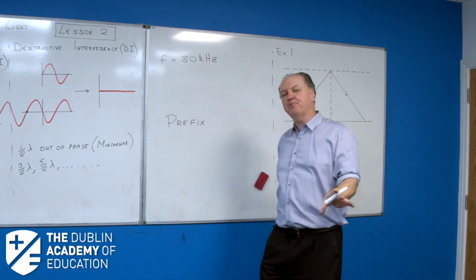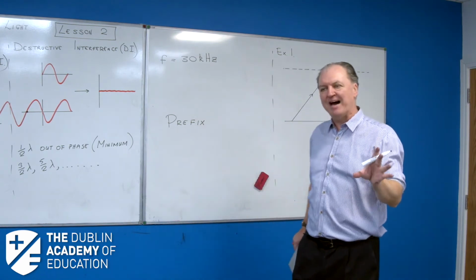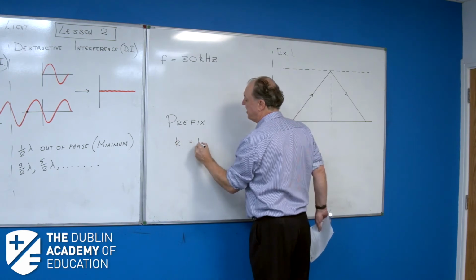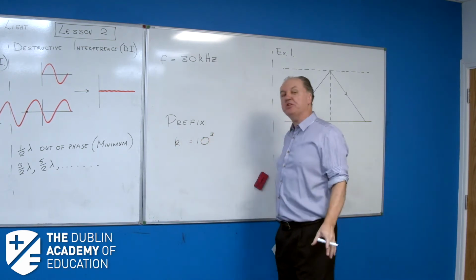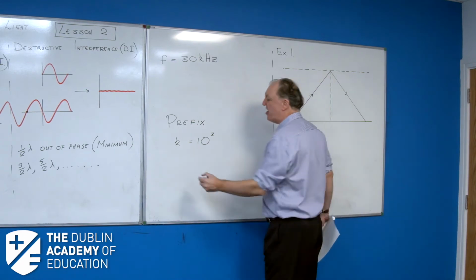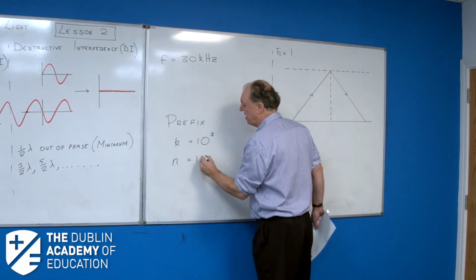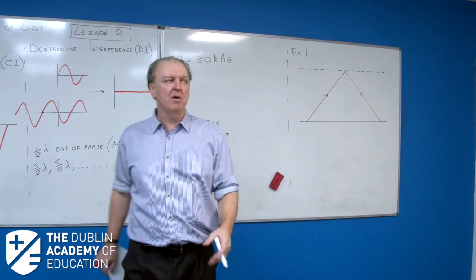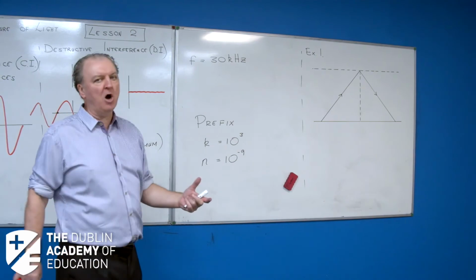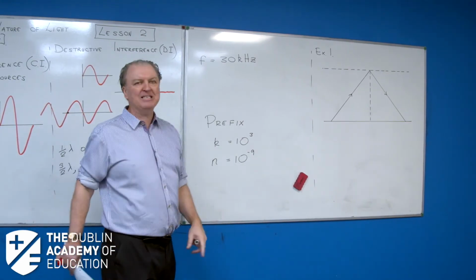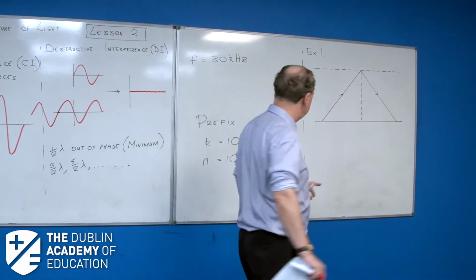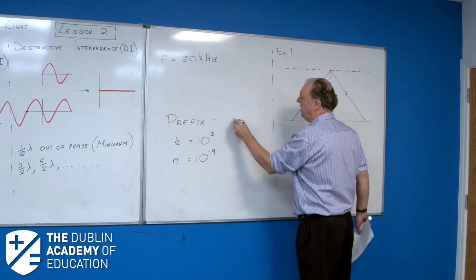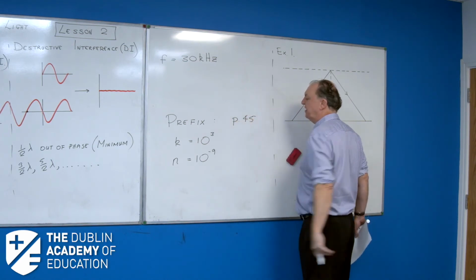Now you've got lots of prefixes in physics and maths. Kilo, that's 1,000 or 10 to the power of 3. But there's lots of them that you won't know. For example, a nano is 10 to the power of minus 9. A mega, a centi, a milli, a pico. You can't be expected to learn them off, but they won't tell you what they are. They'll expect you to go to the table book, and the place you find them in your table book is page 45. There's a list of them.